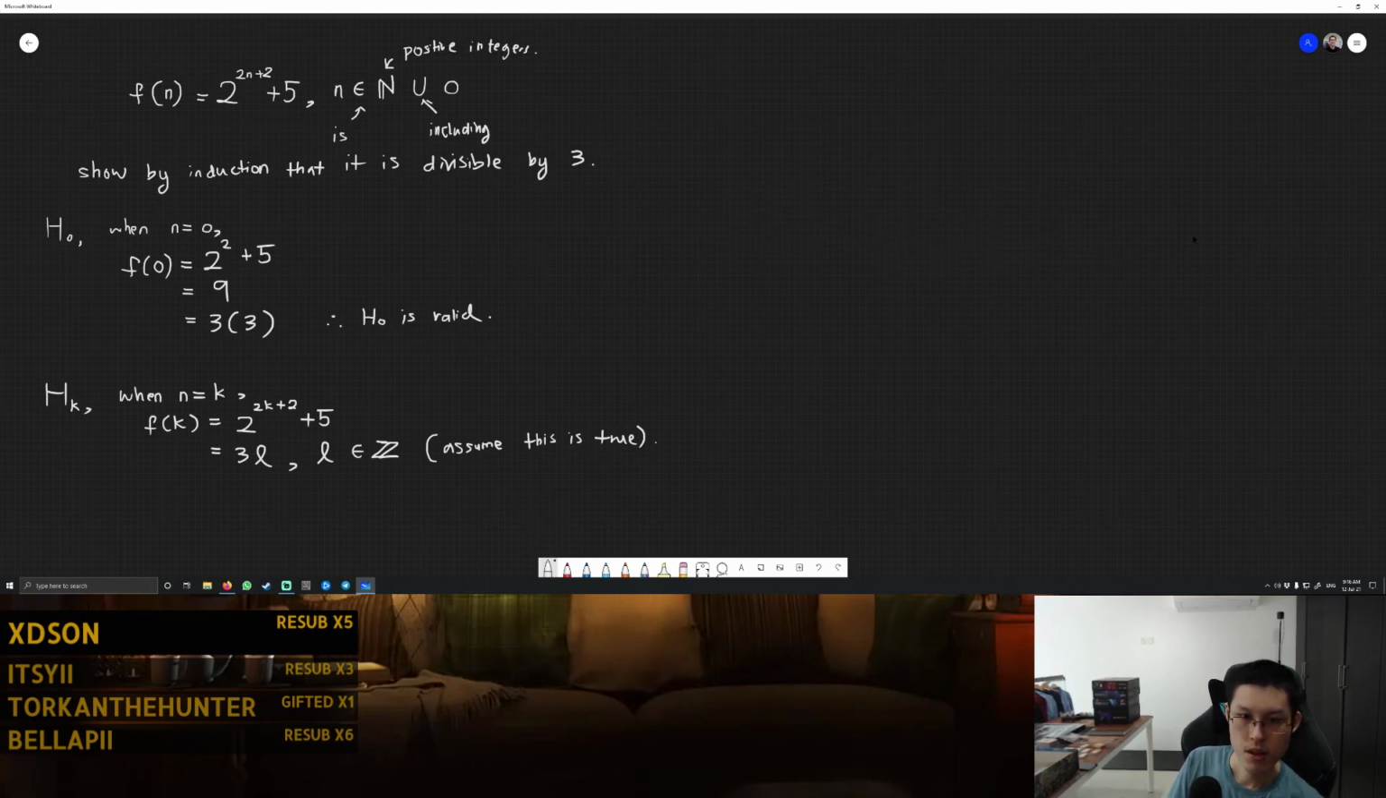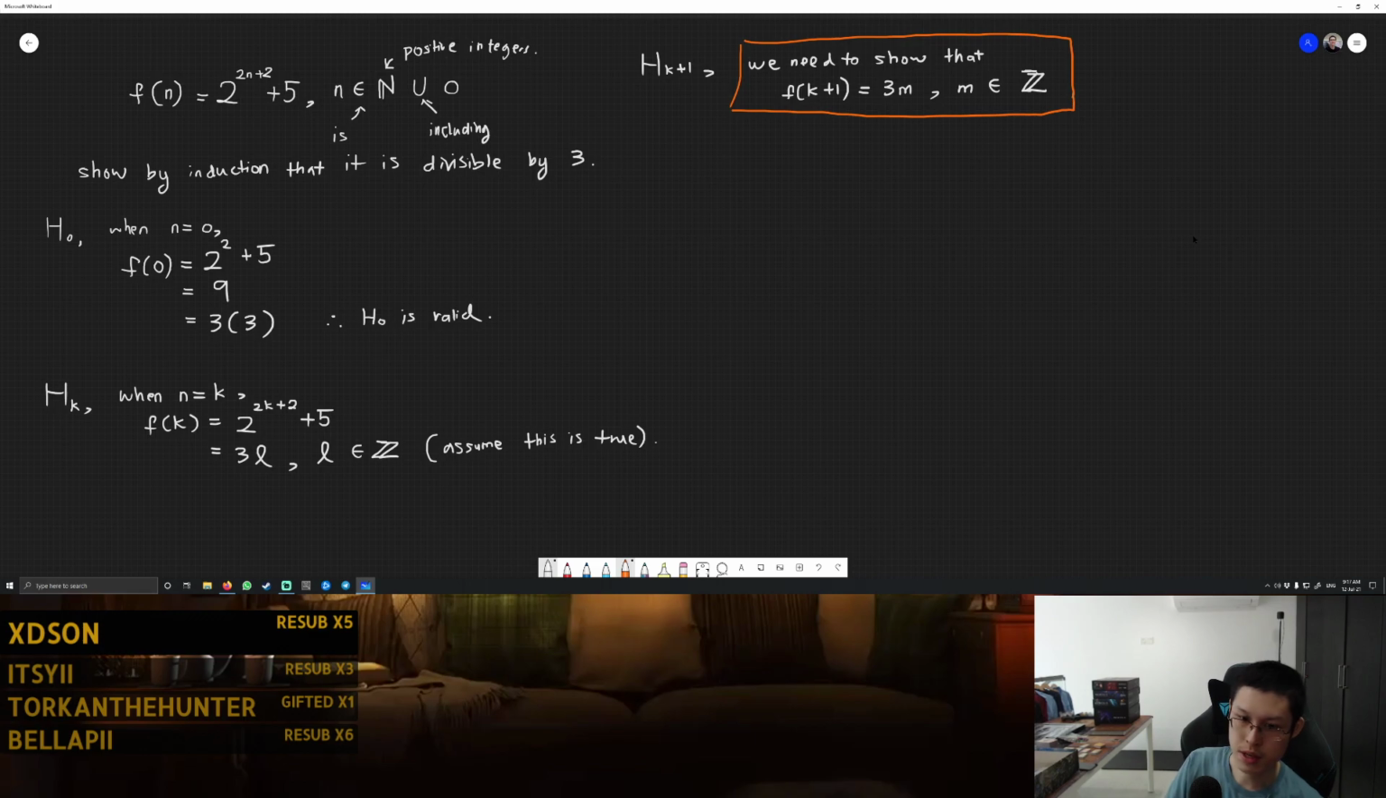And then for the inductive step, hk+1, we need to show that fk+1 is in fact equal to 3m, where m is some integer. So how do we do that? I'm just going to bracket this because this is our objective. We haven't actually shown it yet, but we are trying to show it.